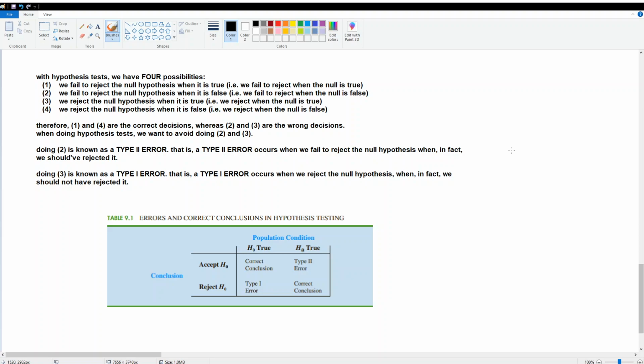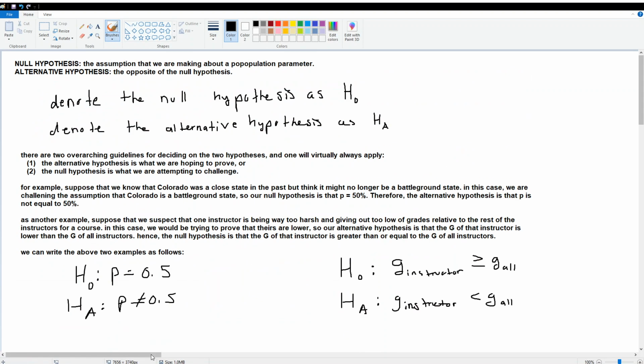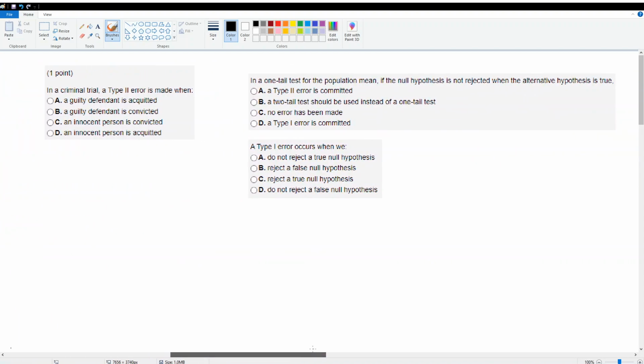All right, let's move on. So here, just a few examples. In this case, I'll do the first one, and you'll do the remaining 2. So a criminal trial, what's a type 2 error? Well, we have 4 possibilities. We have a guilty person who we let off. We got a guilty person who we convict, an innocent person who we convict, and an innocent person that we acquit.